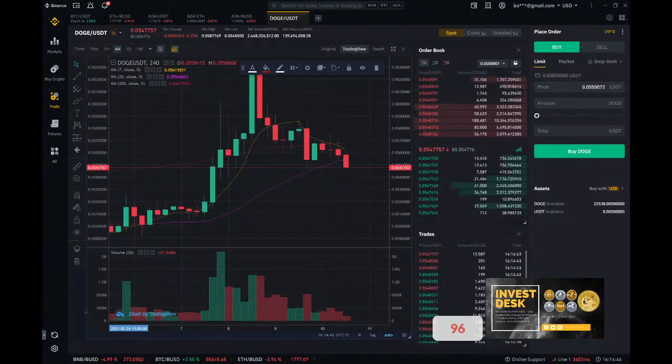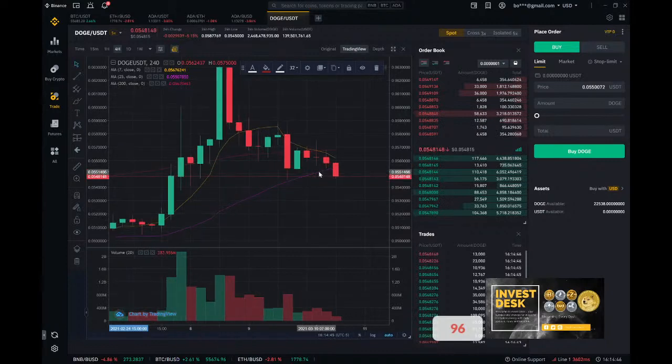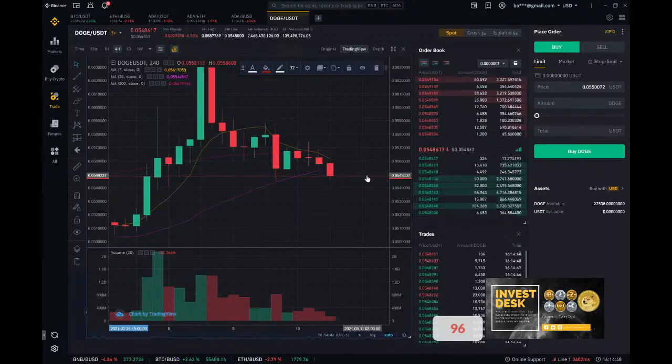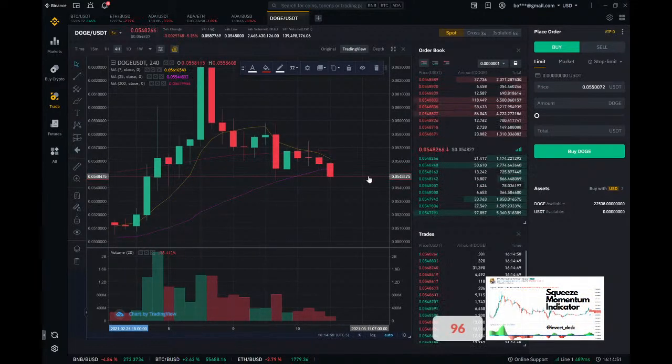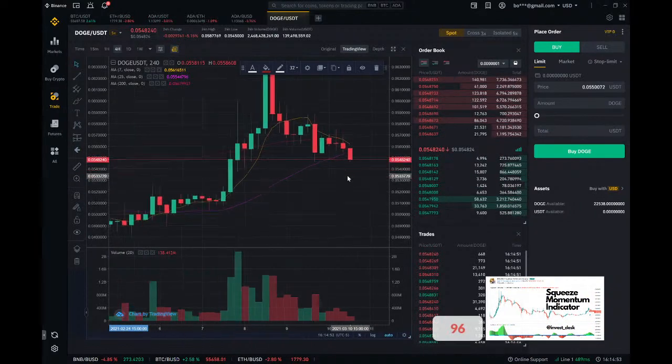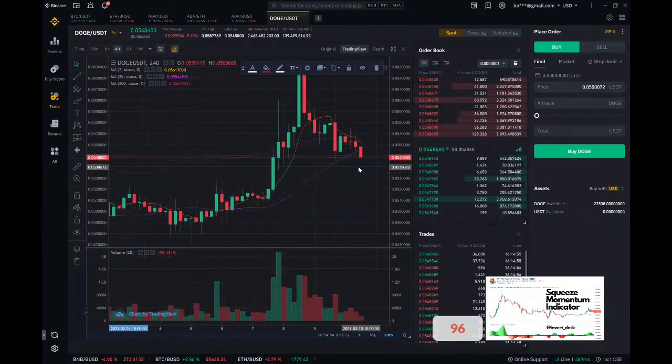All right, so this is Binance. Let's check out the price. This is at 0.054. Okay, maybe a good buy, right? So again, the goal is to buy low and hold. That's the strategy we've been using.